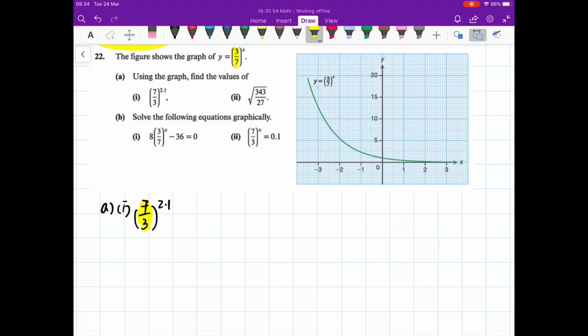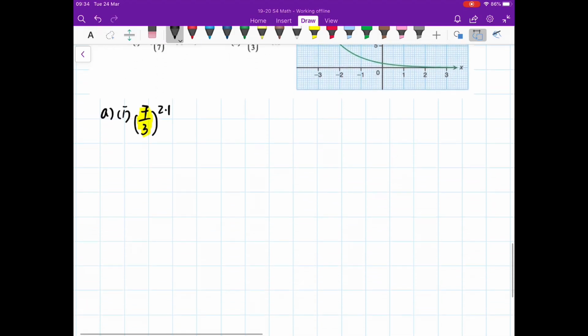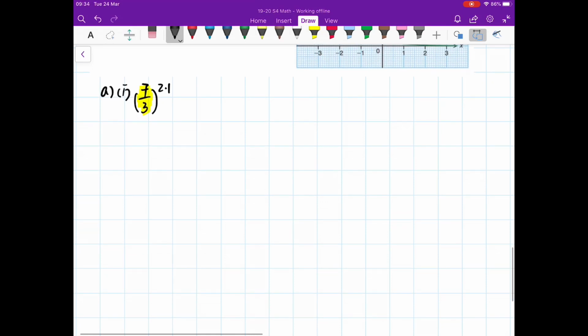Is the base the same as the original graph? The answer is no. So that means we have to change the base into 3 over 7. You can think of what we should do. Simply, we can convert it with the power of -1, and for the power 2.1, we just keep it outside. Finally, we can convert it into 3 over 7 to the power -2.1.